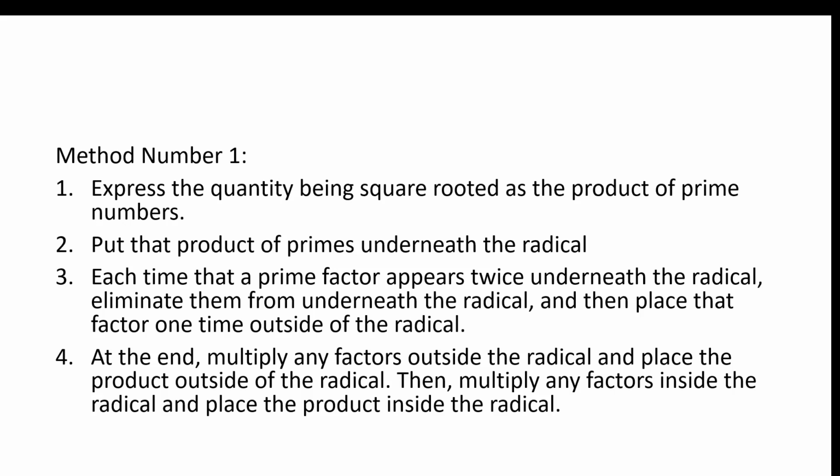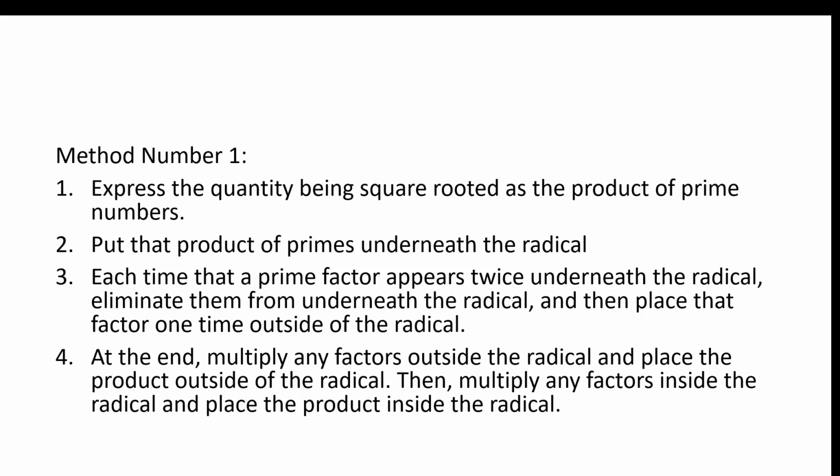In method number one, we're going to express the quantity being square rooted as the product of prime numbers. We're going to put that product of primes underneath the radical in the place of the number being square rooted. Then each time that a prime factor appears twice underneath the radical, we're going to eliminate them from underneath the radical and then place that factor one time in front of the radical.